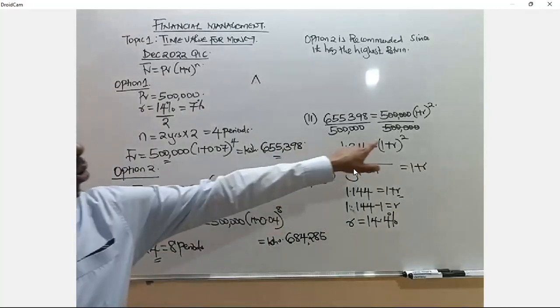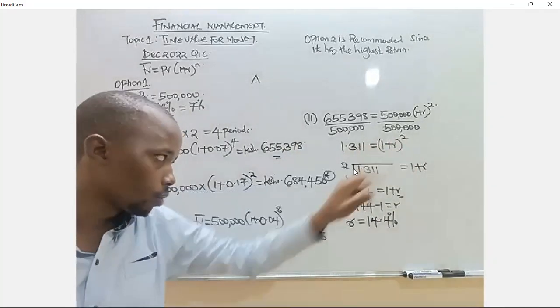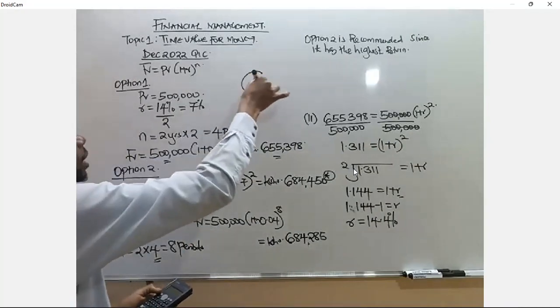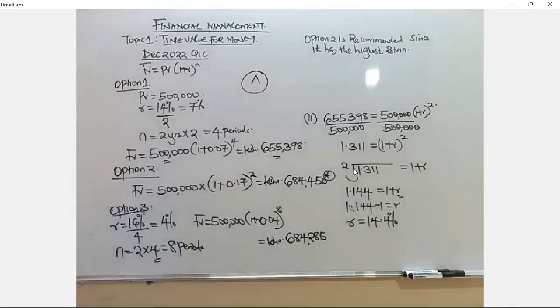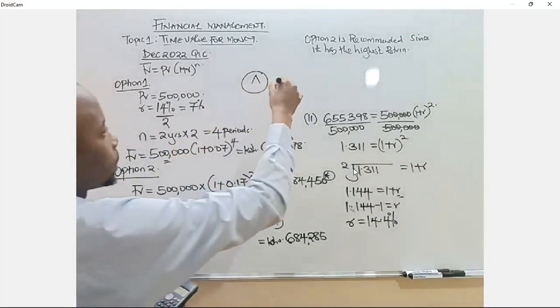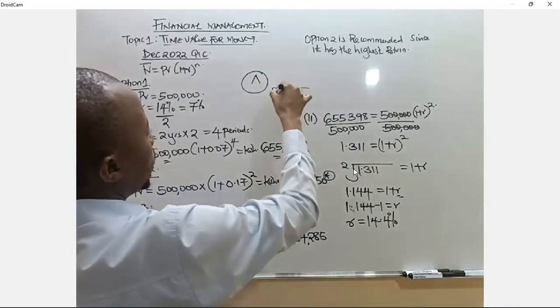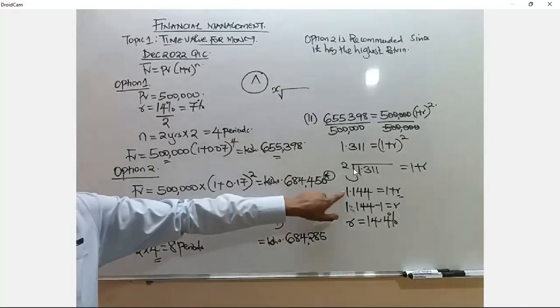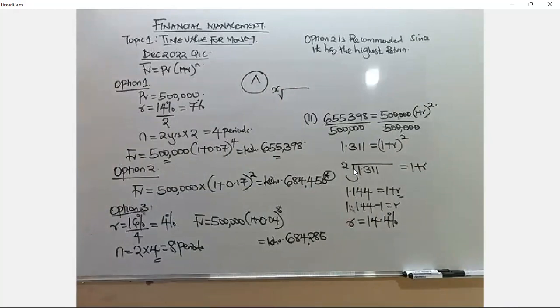Once you get your answer, you can remove these with your roots. So how am I going to be doing it? You just need to press 2 from your keyboard, then shift and this button. You're going to be having something looking like this, right? And then you put your answer, which is 1.311. Then I'm going to be getting 1.144. I know you have already understood how you can do that.